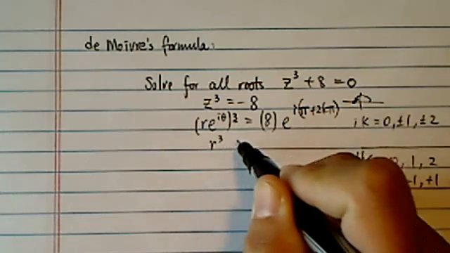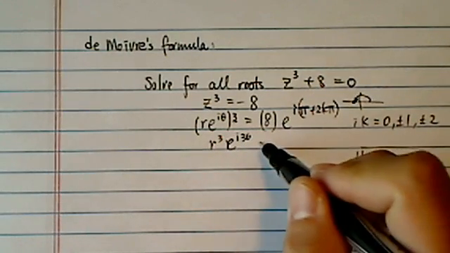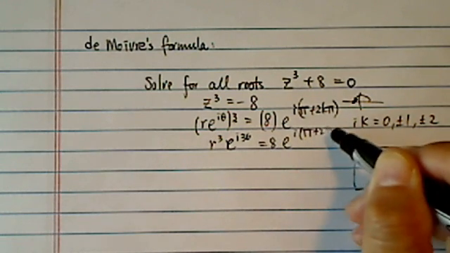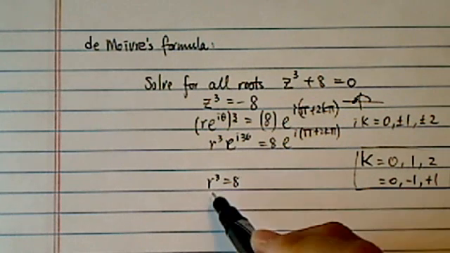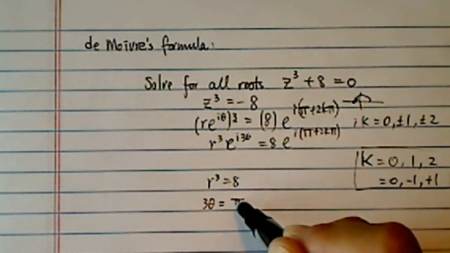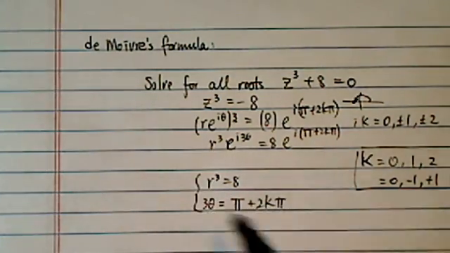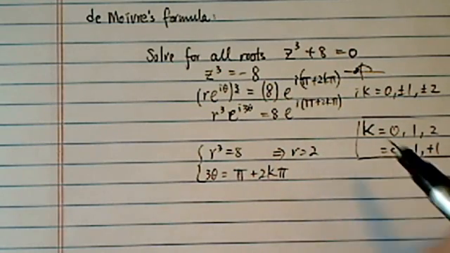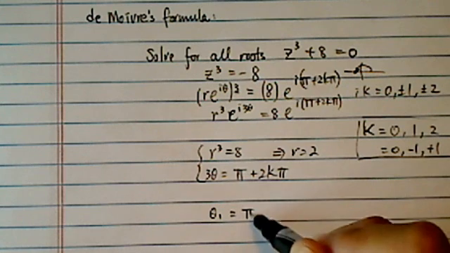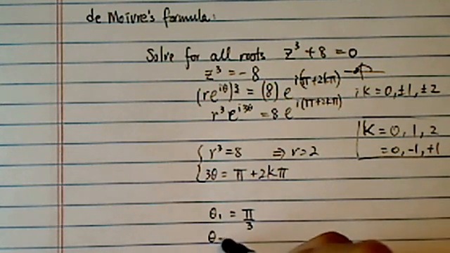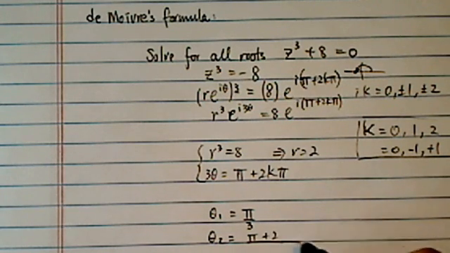As we get closer, I'll explain why they're really the same. For now, let's equate r cubed e to the i 3 theta is equal to 8 e to the i (pi plus 2k pi). And then let's split it up. So r to the third equal to 8, and then 3 theta is equal to pi plus 2k pi. From here, r is equal to 2. That's pretty easy. And then here I have theta 1 equal to pi over 3. Theta 2 is equal to pi plus 2 pi over 3, or theta 2 is equal to pi. And theta 3 is pi plus 4 pi divided by 3, or theta 3 is equal to 5 pi over 3, or alternatively it's pi plus 2 pi over 3.